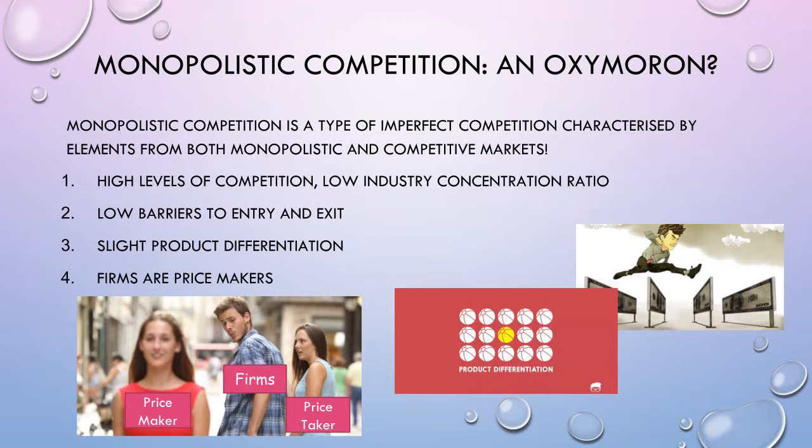And that is, because the products that monopolistically competitive firms sell aren't completely identical, firms are price makers. However, the price elasticity of demand is higher than it would be under a strict monopoly. That is, the cross-price elasticity is high.